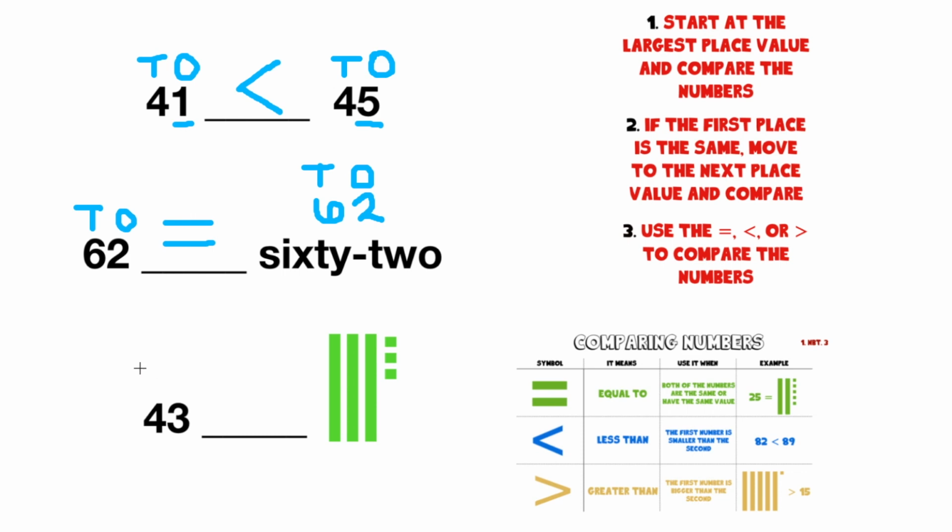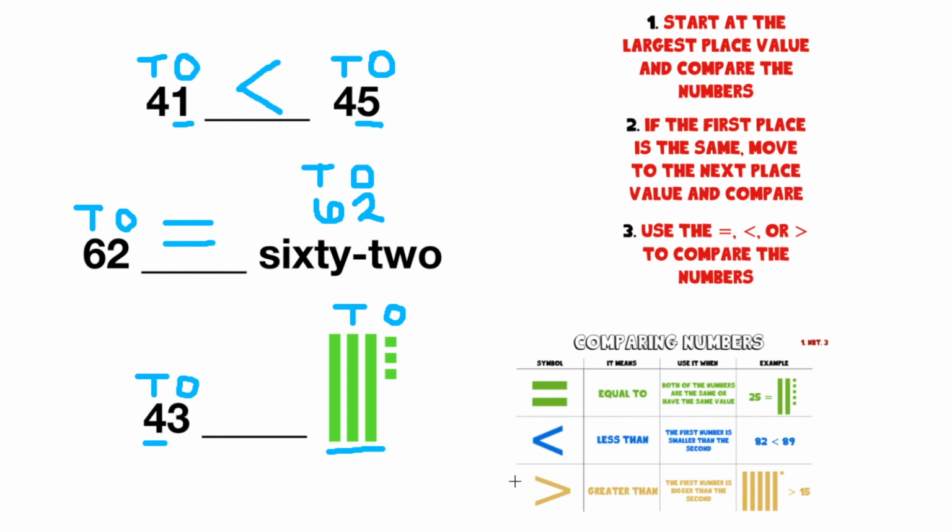So I see that 43 is a two-digit number, so I'm going to label it with my tens and my ones. And I see that this number has 10 rods and units, so I know my 10 rods represent my tens and my units represent my ones. So remember, if our first step is to start at the largest place value to compare the numbers, I see that 43 has four tens, and I see that this number has one, two, three tens. So four tens, I can stop right there because I know that four tens is more than three tens.